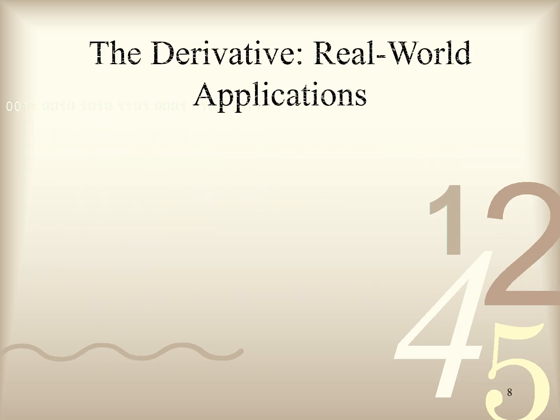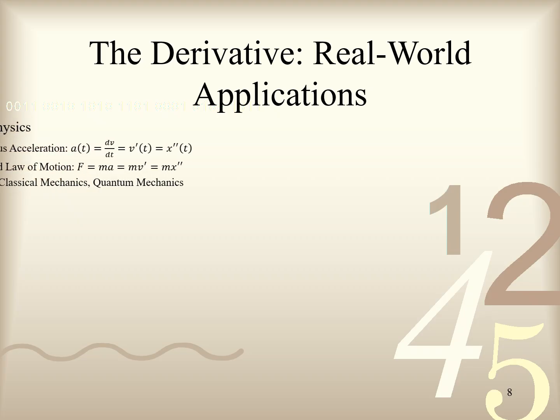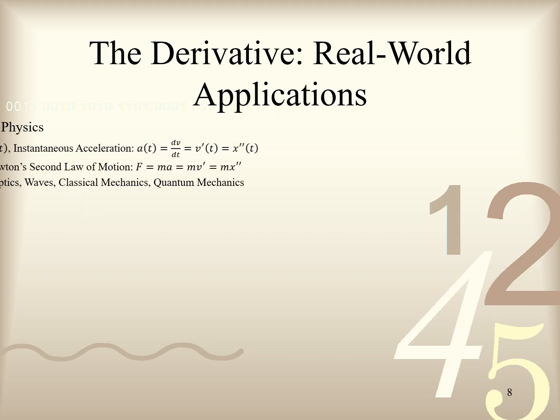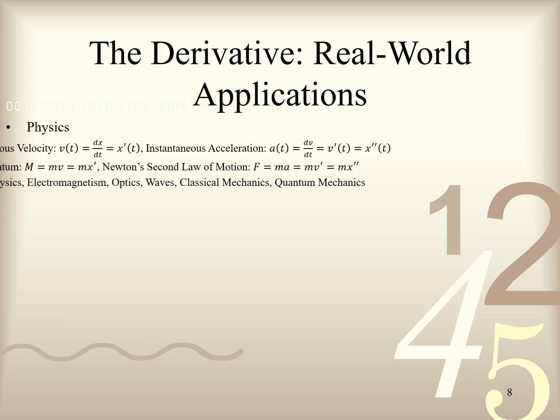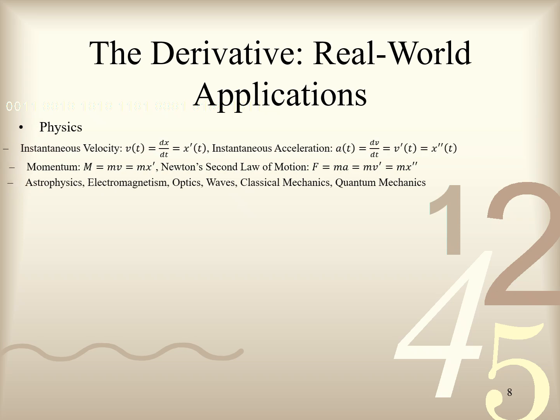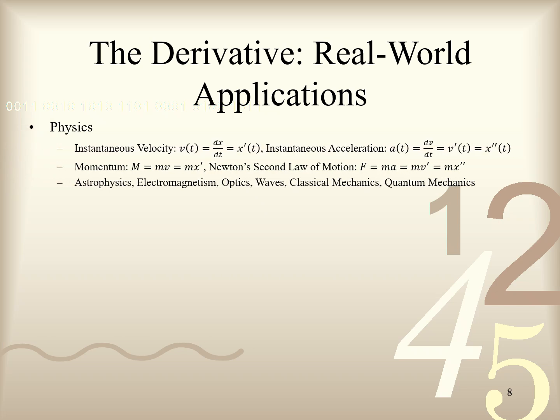Here are a bunch of real-world applications of the derivative. We already talked about instantaneous velocity as an application from Newtonian physics. Another one is instantaneous acceleration, which is defined as the derivative of the velocity with respect to time t, or equivalently, the second derivative of the position with respect to time t. Other such applications include momentum and Newton's second law of motion. Additional applications may vary, such as astrophysics, electromagnetism, optics, classical mechanics, and quantum mechanics, among others.